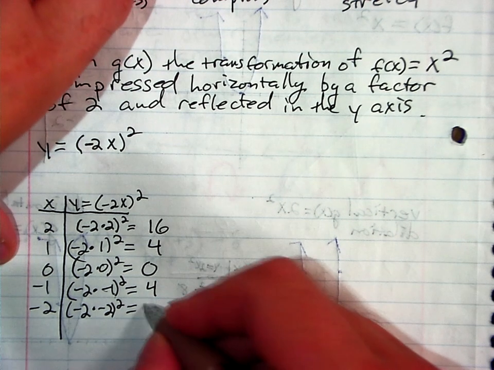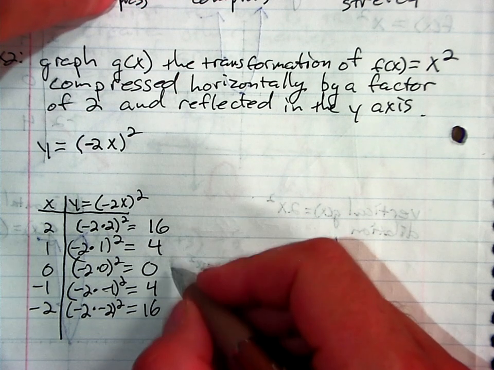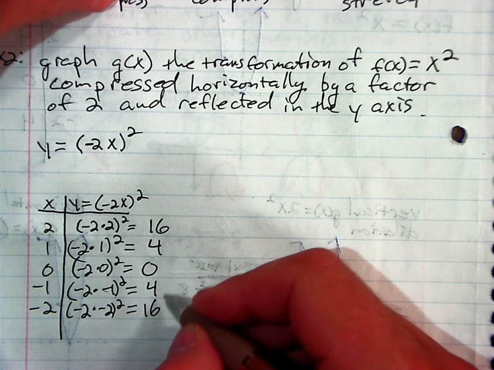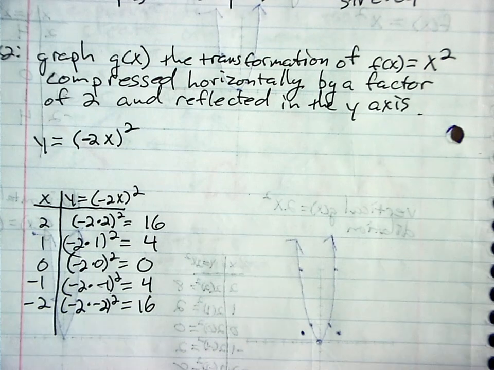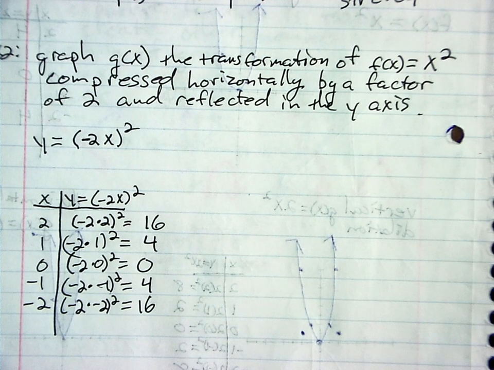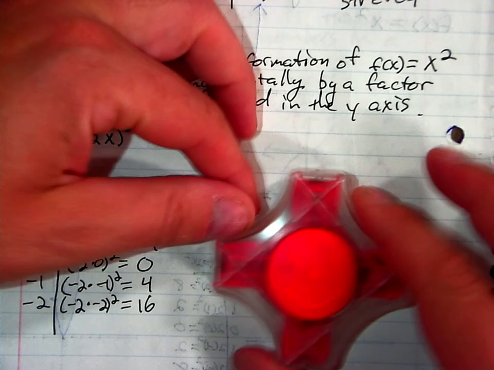4 squared is 16. Do we have the same numbers? Are these the same as this? That's what I'm trying to say. All right, now just graph it and we're done. And then you can start your assignment.